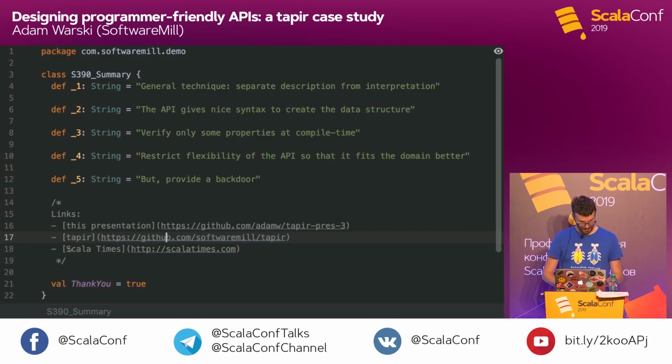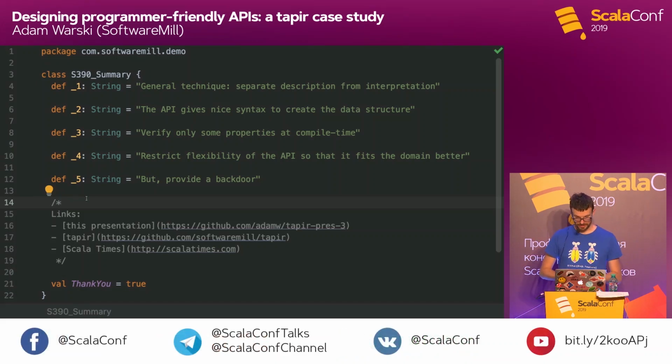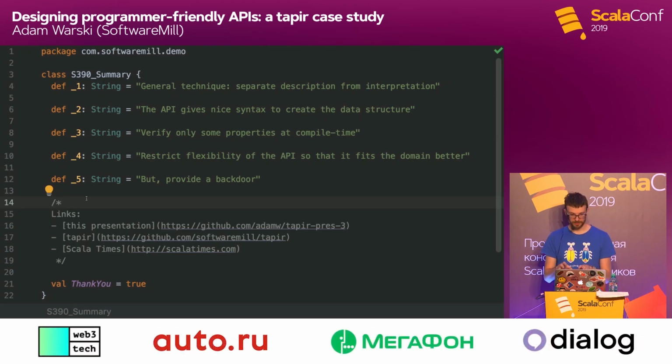So yeah, summing up. We've seen a demo of Tapir. We've seen the general technique of separating description from interpretation, how you use immutable data structures to describe the problem, and various interpreters to then provide specific use cases. We have seen that we have the API on top of these case classes to provide nice syntax to create the data structures. We have seen how we restrict the flexibility of our API to match the domain better. And finally, a way to provide a backdoor.